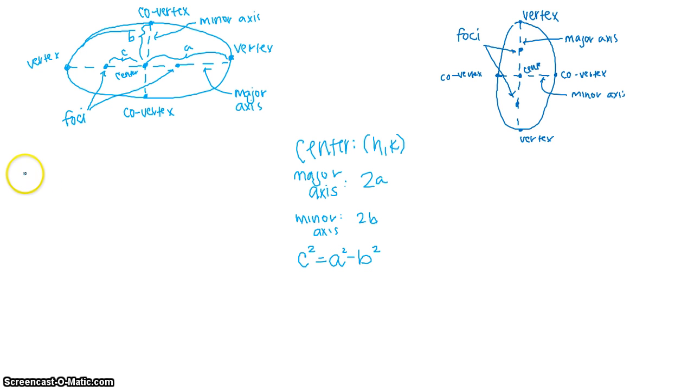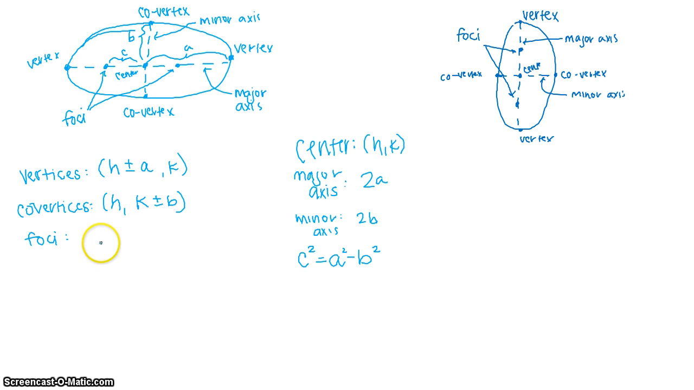So keeping those a's, b's, h's and k's in mind, your vertices go, in this case, to the left and right of my center. So it's the x that's changing; you are adding or subtracting a, depending on if you're going to the right or to the left. The y value does not change. For your co-vertices, it's the y that changes. So my h stays the same, and the k is going to be plus or minus b. And for your foci, since they're on that major axis, again it's the x changing, but this time by c. The y value will stay the same.